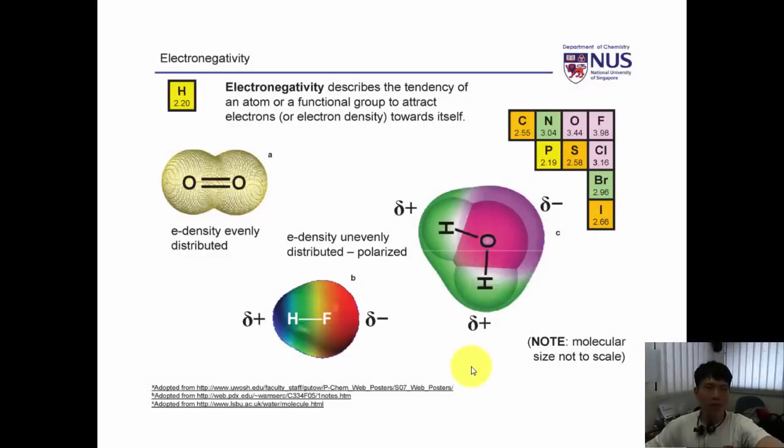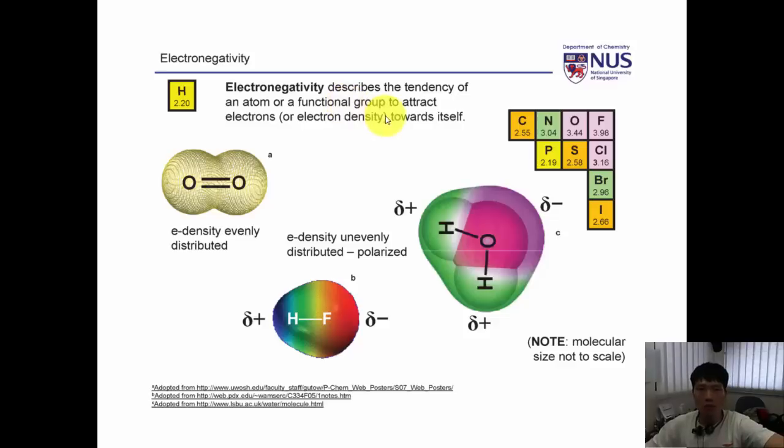Hello, so let me begin this topic with this concept called electronegativity. Electronegativity describes the tendency of an atom or a functional group to attract electrons or electron density to itself. It means how easy it is for this element to attract electrons to itself.